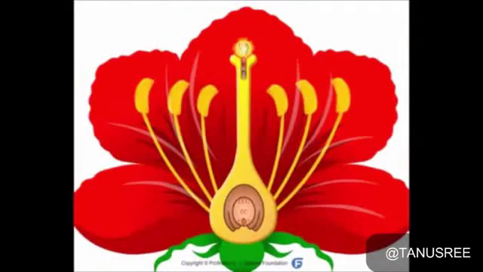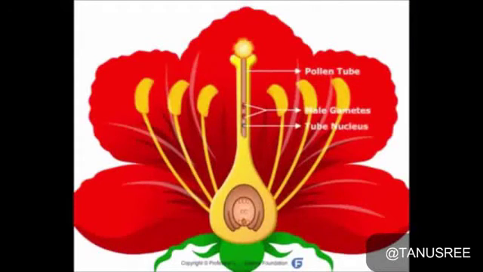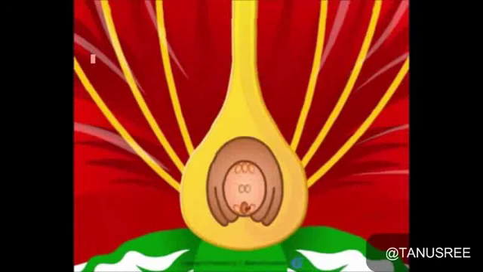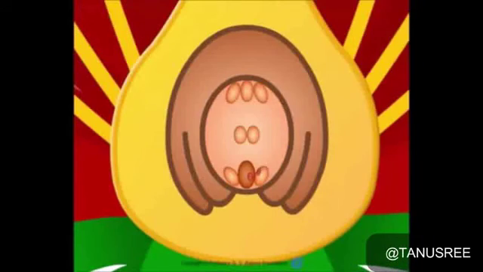A pollen tube emerges through the germ pore. The haploid generative cell divides to form 2 male gametes. The tube nucleus at the tip of the pollen tube, carrying the 2 male gametes, directs it towards the micropyle. Pollen tube enters the embryo sac through the degenerating synergid or between egg cell and synergid.